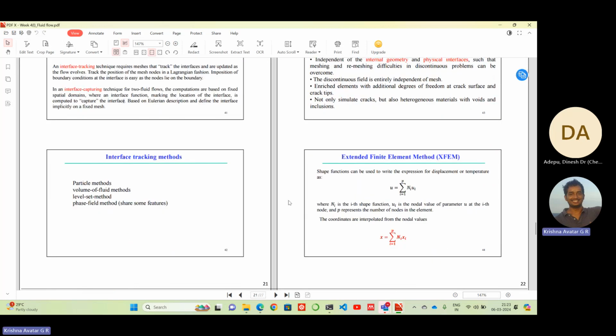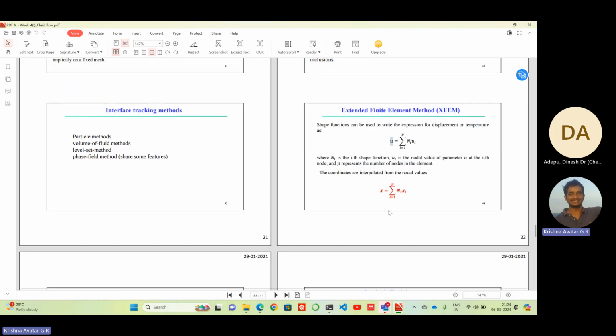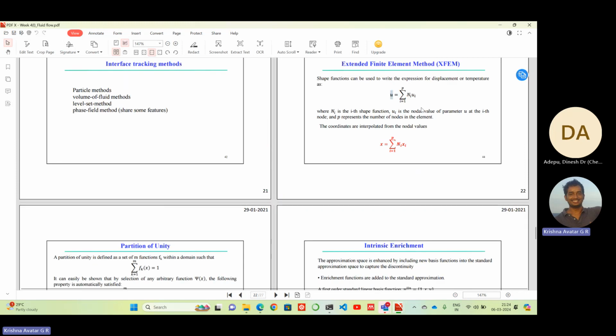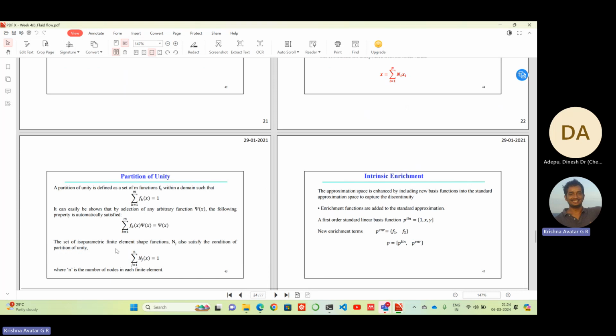Right? In general, we express some unknown in terms of shape functions and some nodal parameters, and then the p represents the number of nodes. But in the extended finite element method, we actually add some additional shape functions that we require.